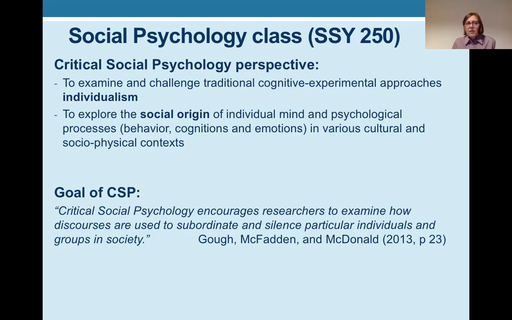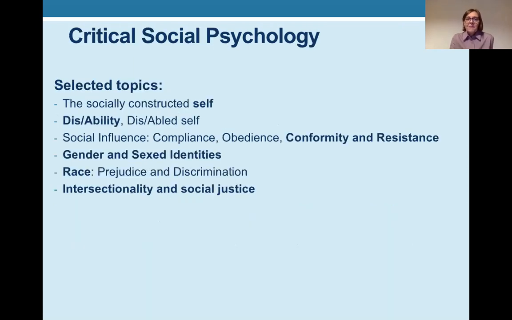So the goal of critical social psychology, as proposed by the authors of the textbook that we use in this class, is that the critical social psychology encourages researchers to examine how discourses are used to subordinate and silence particular individuals and groups in society. So we take this goal and students are positioned also as researchers that do the work of critical social psychology. We pay attention to topics of self as socially constructed. That's also the main focus of the final project.